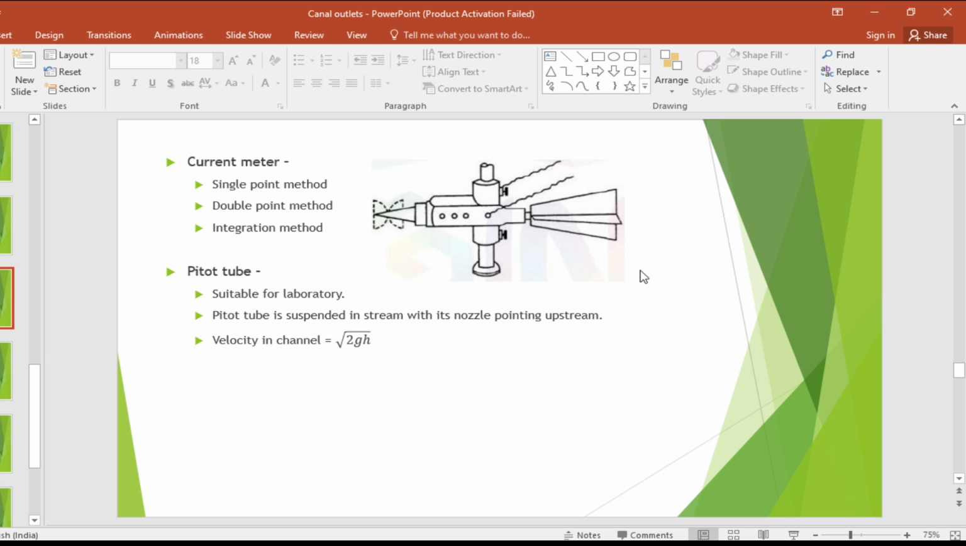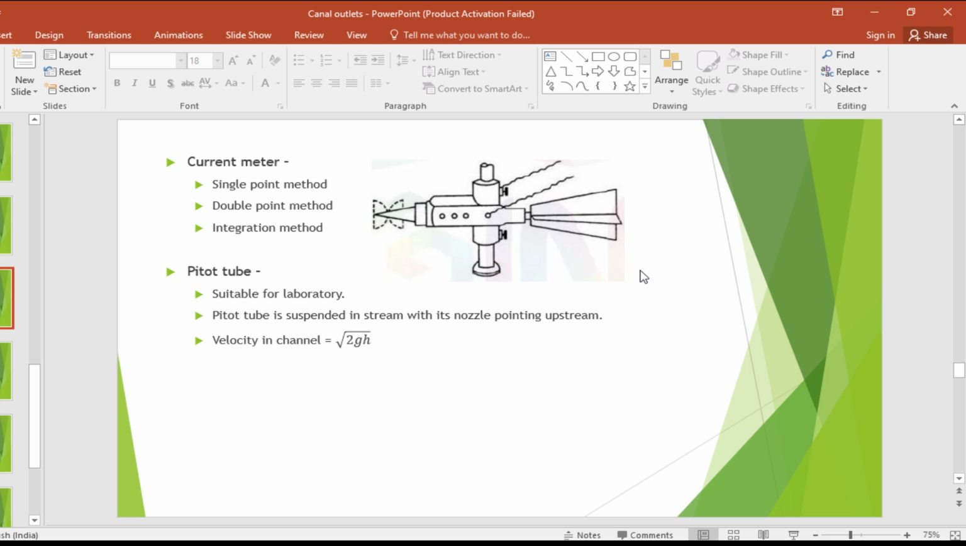Now according to the revolving parts used for the current meter, it is classified into two types. First is the conical cup type current meter, and second is the helicoidal vanes type current meter. Of these two types, the conical cup type current meter is largely used and more popular, so we can study this type of current meter.